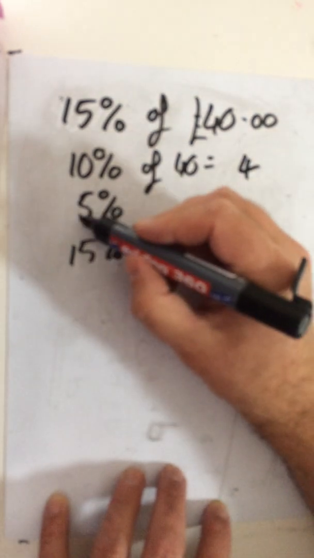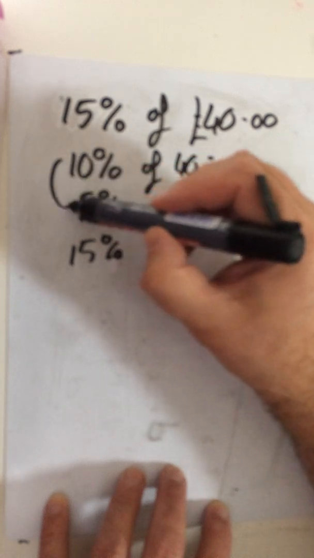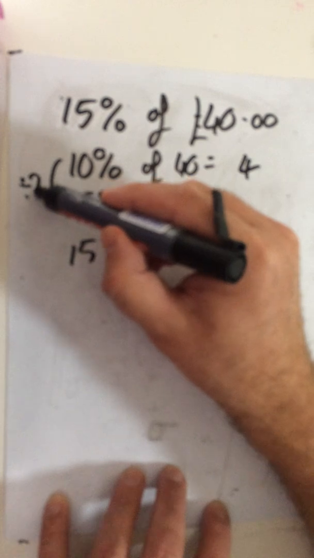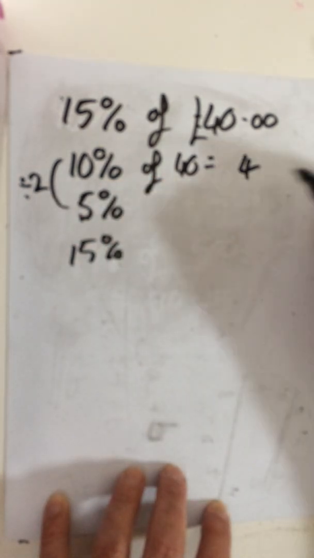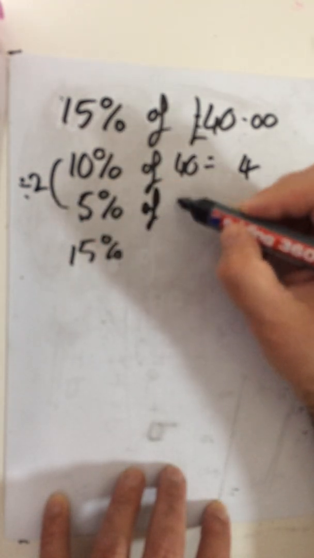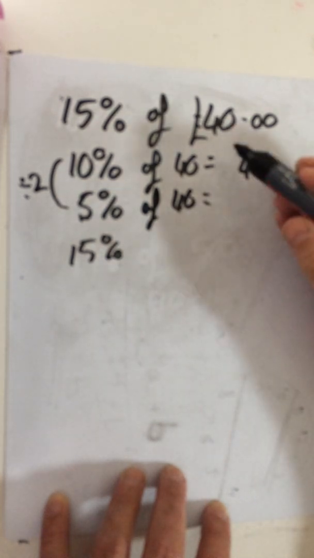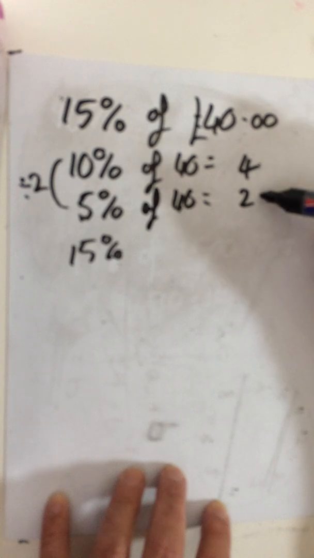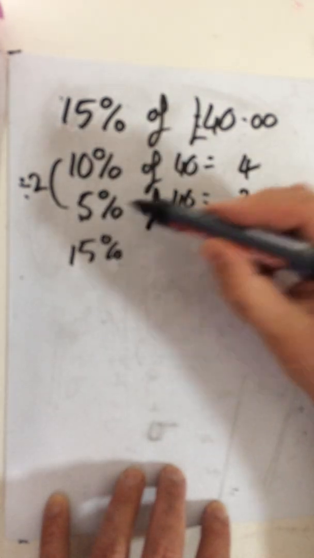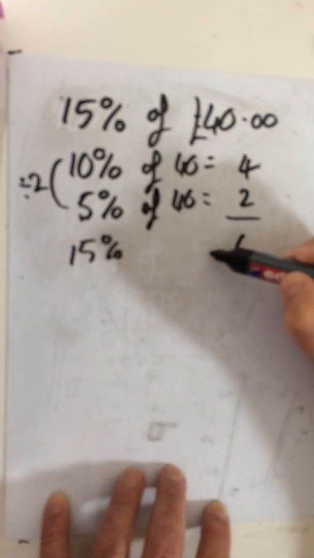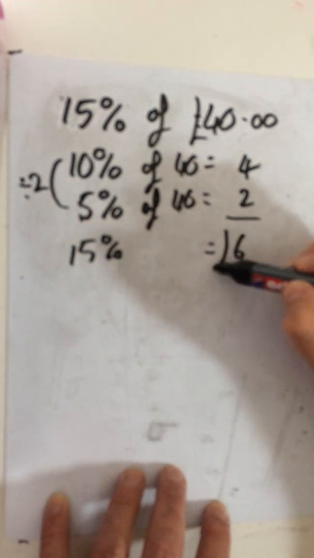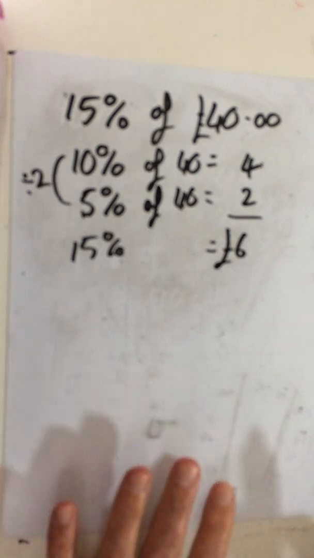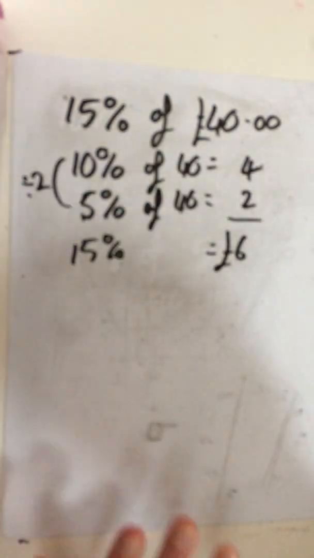Now if I want to find 5%, how am I getting from 10% to 5%? I'm of course dividing by 2. I'm halving it, aren't I? So therefore 5% of 40 will be 2, because it's half of 4. 10% is 4, so 5% will be 2. Add those together, it's 6. So 15% of £40 is £6, and we do that just by splitting it up.